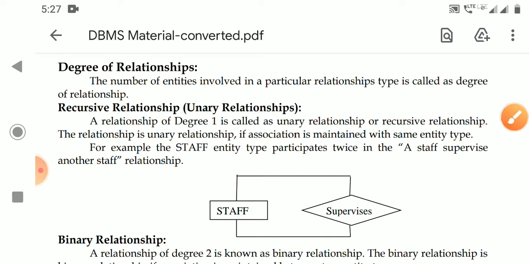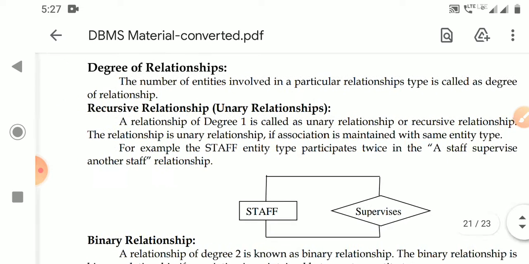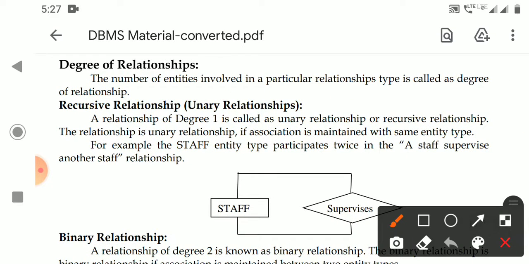a recursive relationship. The relationship is a unary relationship if association is maintained with the same entity type. That is called a recursive entity type relationship or unary relationship.